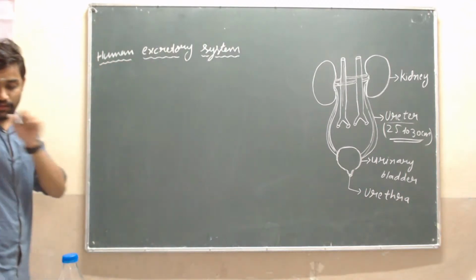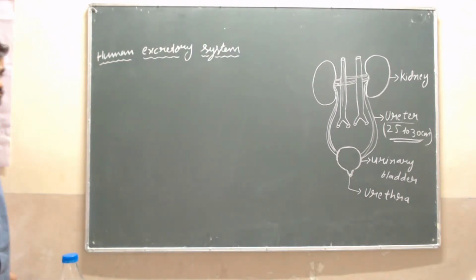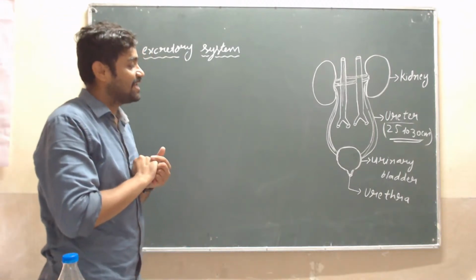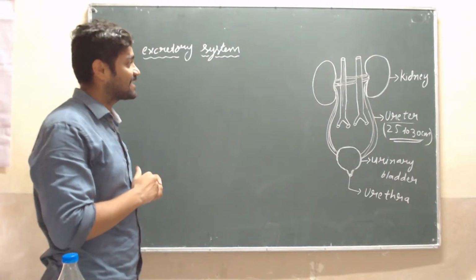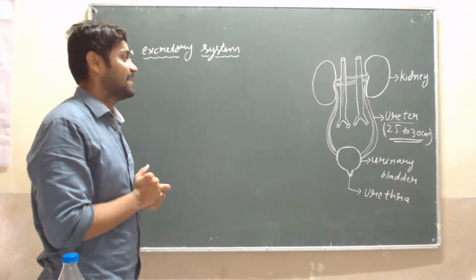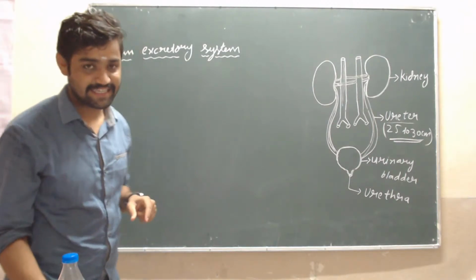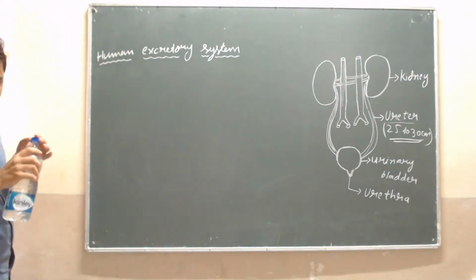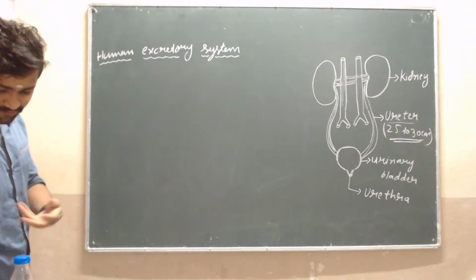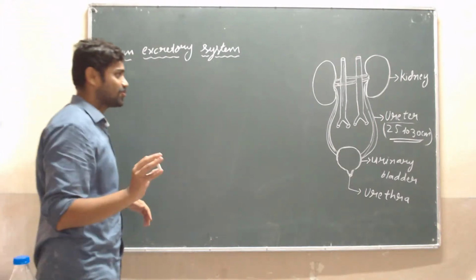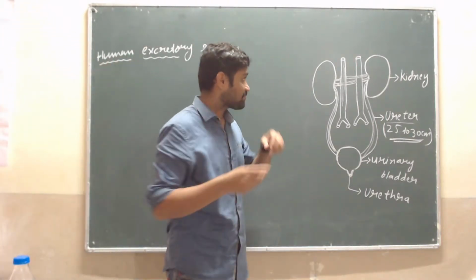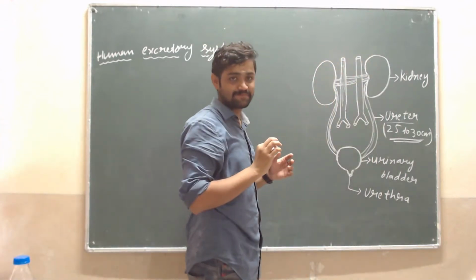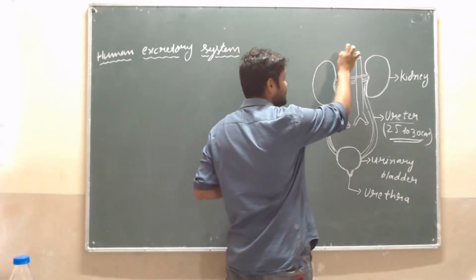Now we have to see how these parts work, the working system of the excretory system. Let's see. In 5 minutes I will complete it. Don't worry, it is easy. See here, these are the blood capillaries.